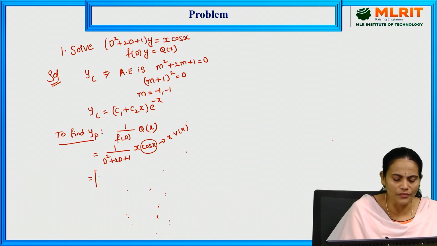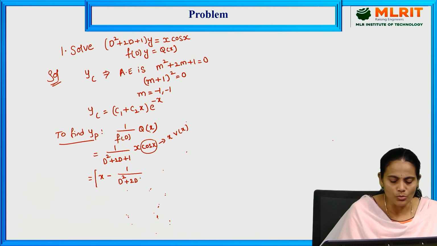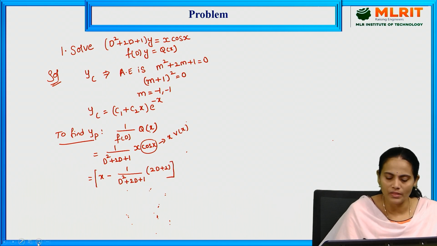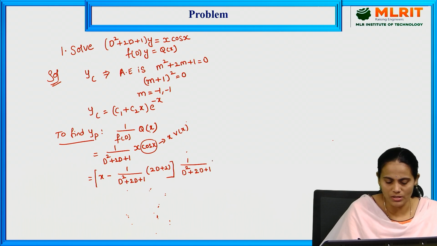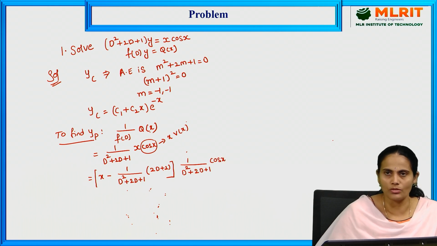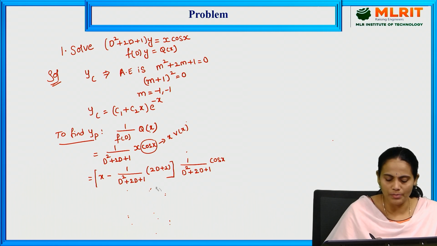So here the formula is x minus 1 by f of d, that means d square plus 2d plus 1, into f dash of d, the derivative, which is 2d plus 2, into 1 by f of d, that is d square plus 2d plus 1, into cos x. This is the formula of yp when q of x is x into v of x.